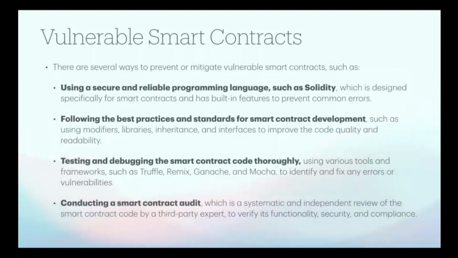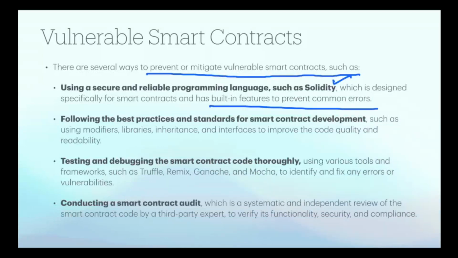Now here come the preventions, to prevent or mitigate vulnerable smart contracts. First, use a secure and reliable programming language such as Solidity. Solidity is reliable and secure, and it is specifically designed for smart contracts. It has many built-in features to prevent common errors. So even if you wrongly write a program, if there is any error, the contract does not get deployed, because it will show an error. I'll show you that example also.